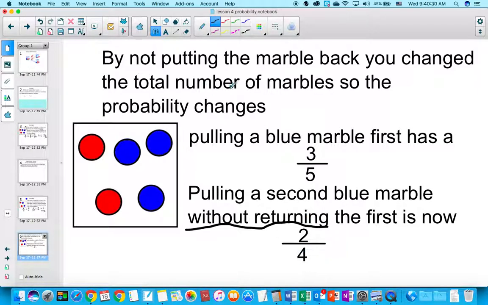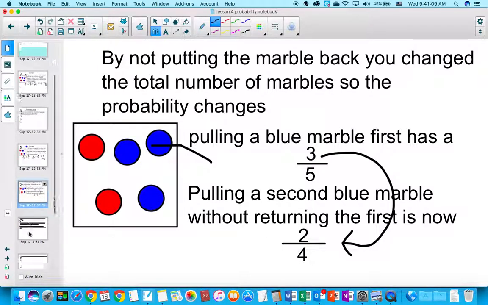You have to be very careful. You have to think about the question. Does the first event change what you started with? Right? If you pull out a marble and then put it back, you didn't change anything. But if you pull out a marble and don't put it back, you've now changed your sample space. You've changed your probability. And so because one event changed the other event, you say that these events are dependent because they affected each other, or one affected the other. So you say they are dependent events.